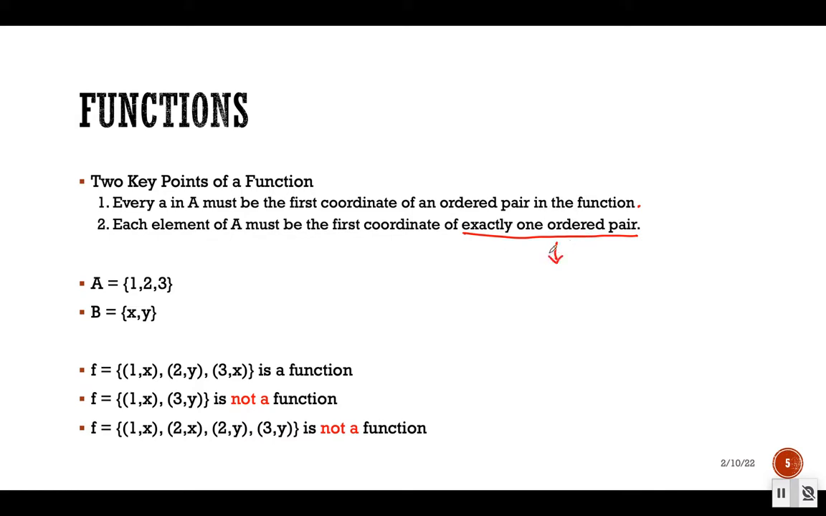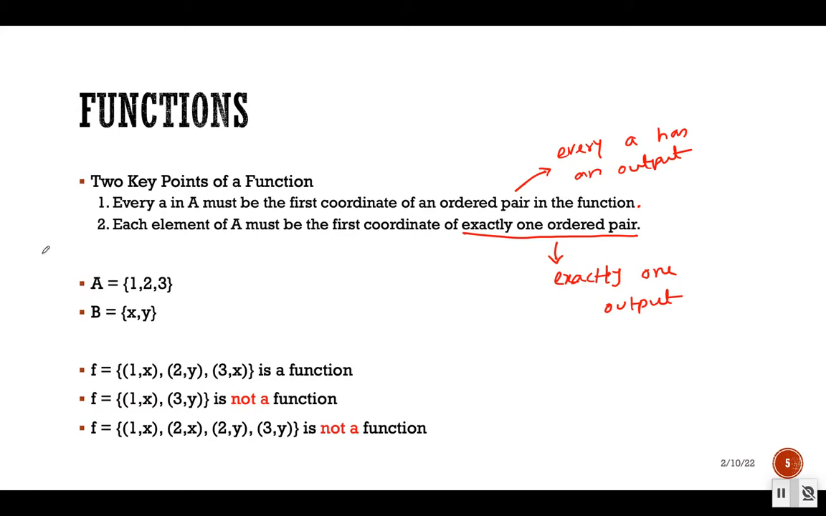This condition is saying that each element in A will have exactly one output, and condition 1 is saying that every a has an output. So these are the two key points. Informally you can remember that every a will have an output, and every a will have exactly one output.